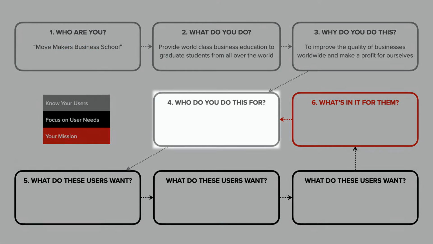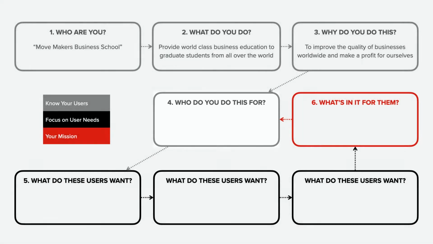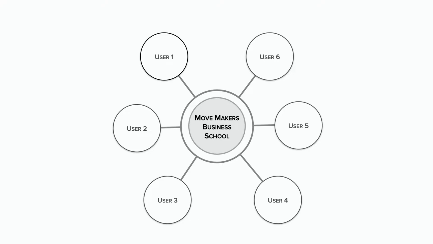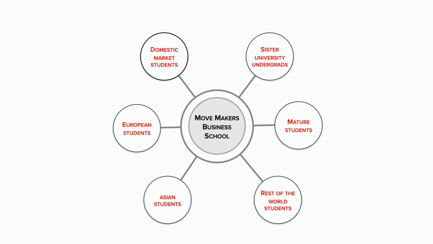Question 4 is a little trickier. It's asking us to define who we do this for. But as a business, we have multiple users, and in order to create value for them and ourselves, we need to satisfy their needs. So our next step is to list all of our users. We start with our main users, graduate students, who pay large fees to study at our business school. And because we are a sophisticated business school, we have segmented these users by demographic and geographic factors.